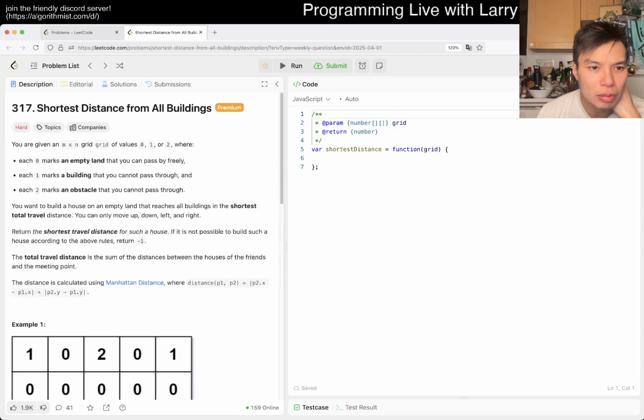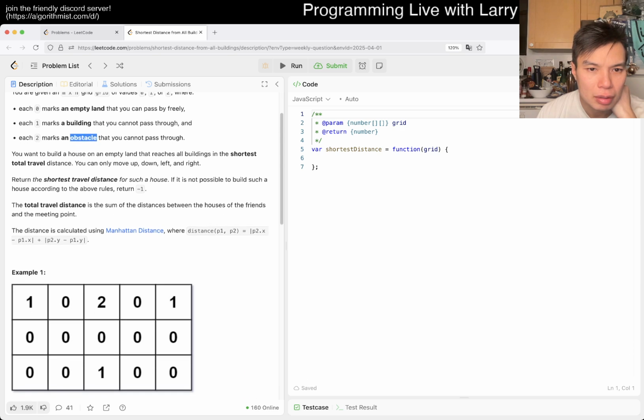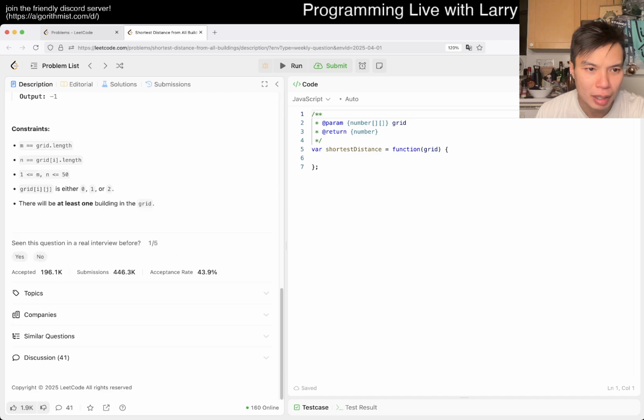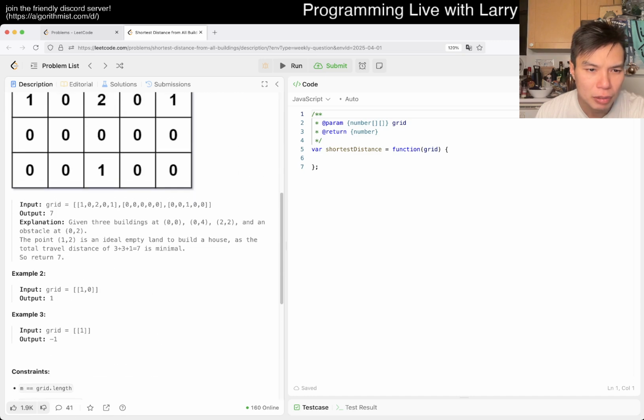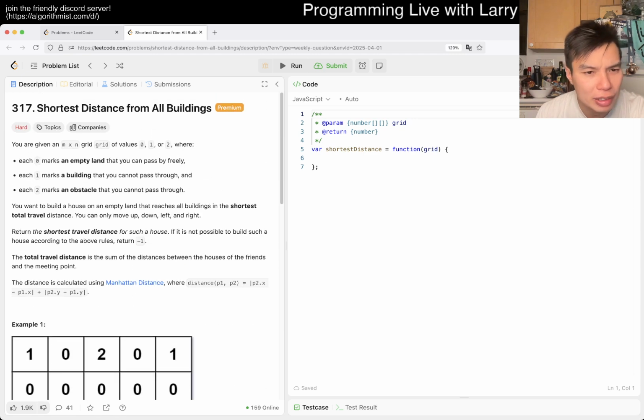What does the obstacle mean? The total sum of the distances between the house and the meeting point. I'm kind of confused with this problem, honestly, a little bit. Maybe I'll read the example. Mostly because I don't get what, if the distance is just the sum of the shortest travel distance, you're going to move up and down.